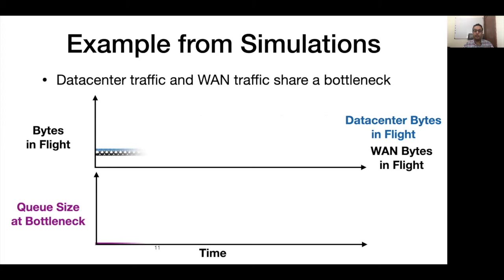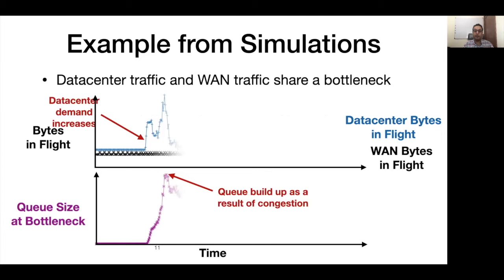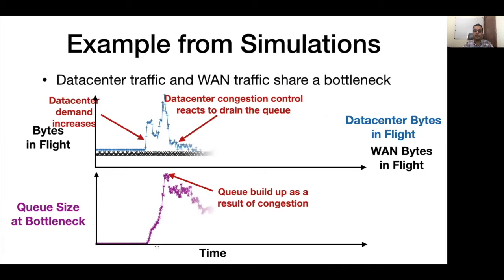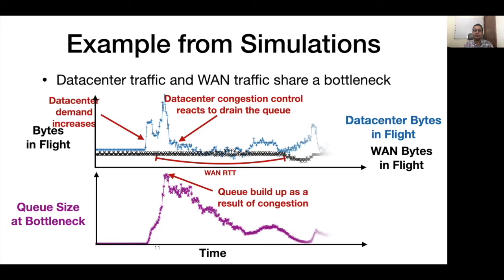We start by having total demand lower than the capacity of the bottleneck, thus having an empty queue. Then we increase the demand of data center traffic. Quickly, a queue starts to build up at the bottleneck and packets start to drop. Data center congestion control detects the congestion event and starts to back off, draining the queue. Notice that WAN behavior is unchanged.